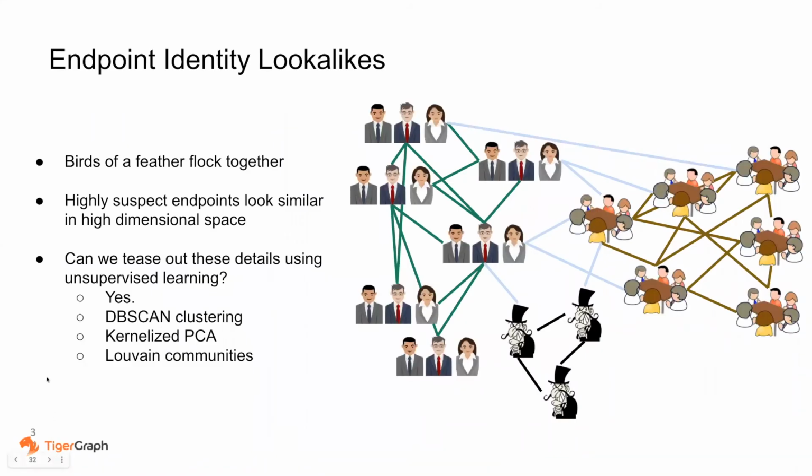Here's a cartoon version of that. So again, we're talking about behavioral analysis here. This is a cartoon representation of an unsupervised algorithm telling you which groups, which cohorts of, in this case, endpoints, but really could be anything.